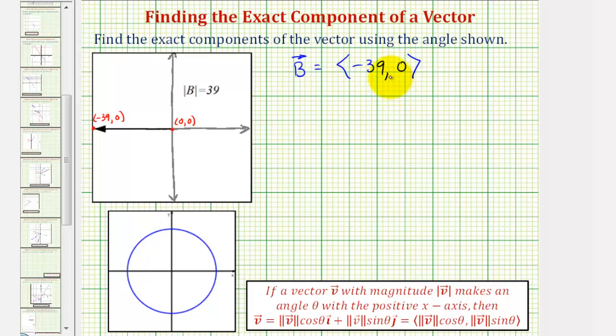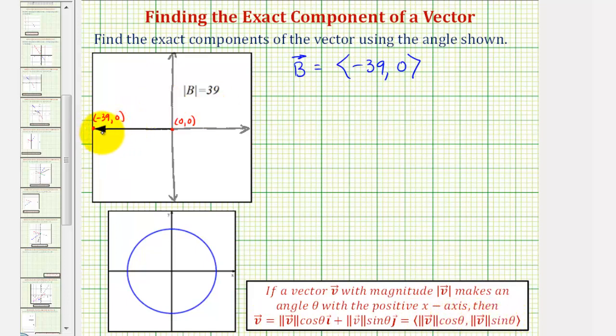But let's also take a look at the definition given here below. If a vector has a known magnitude and makes an angle theta with the positive x-axis, then we can find the component form of the vector, where the x component would be the magnitude times cosine theta and the y component would be the magnitude times sine theta.